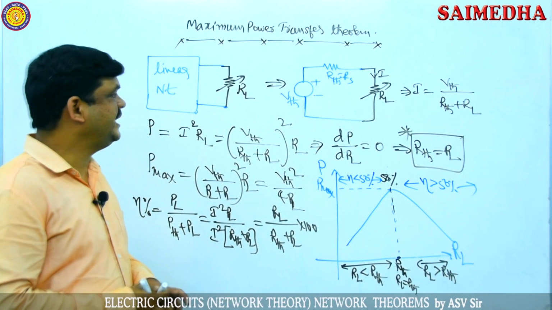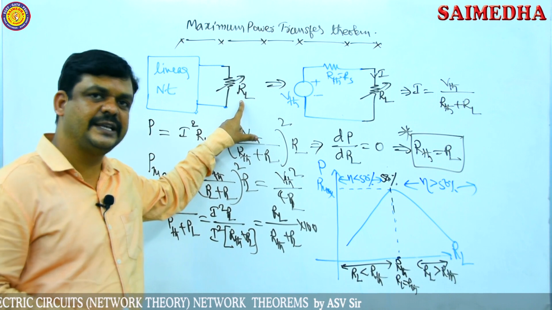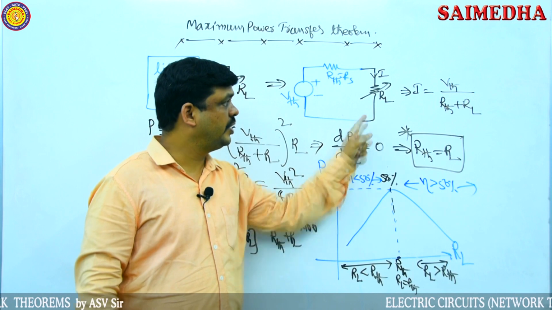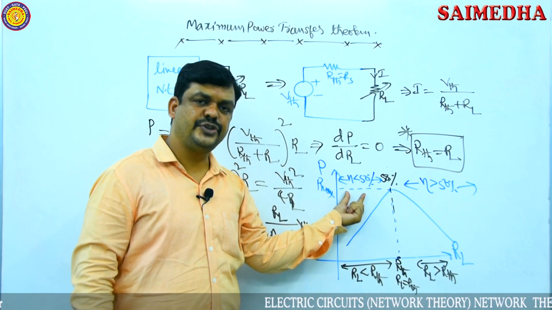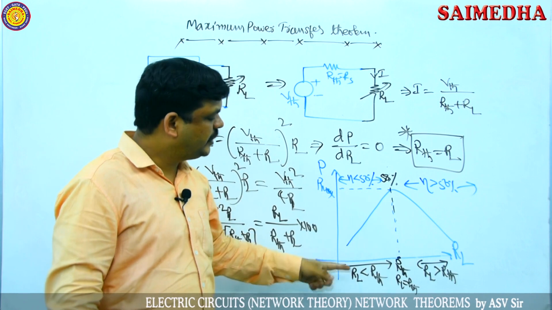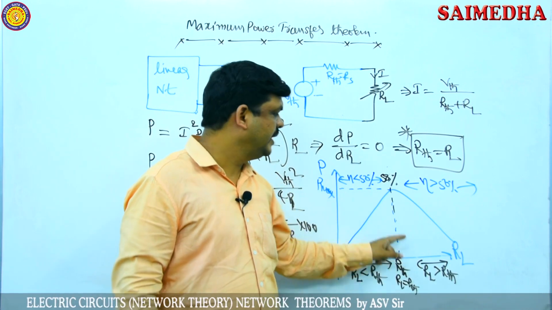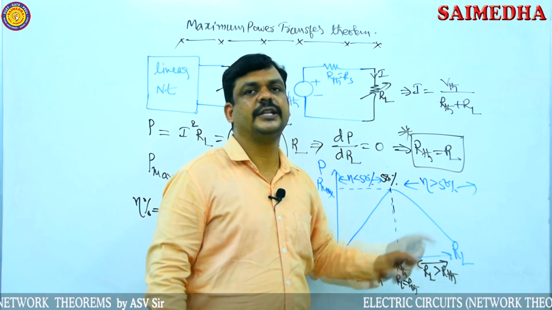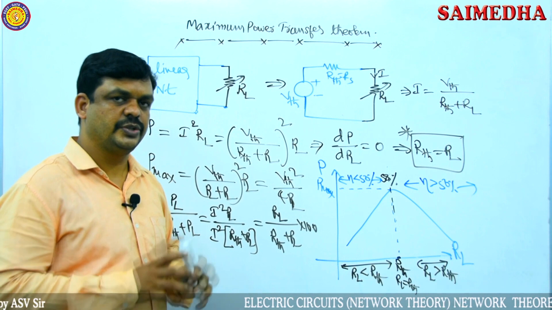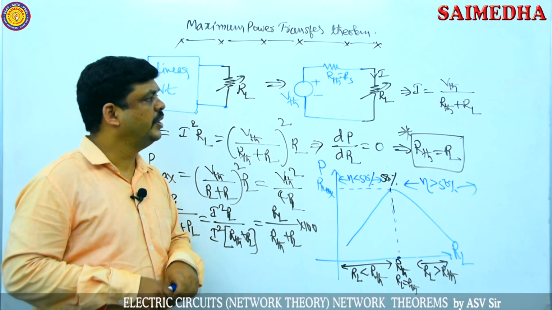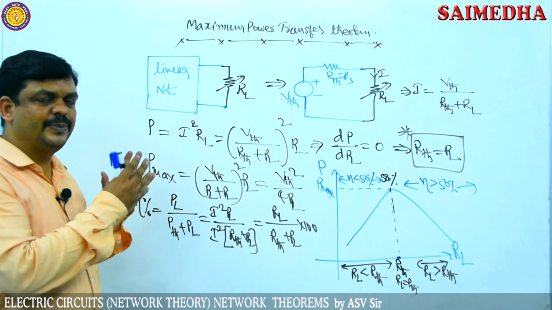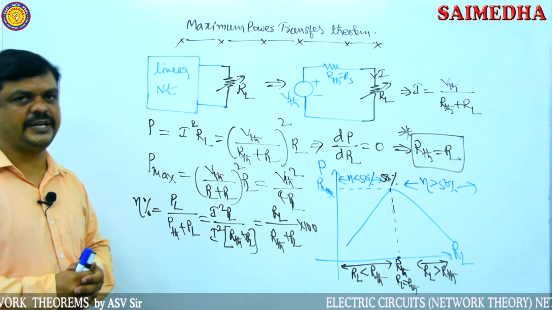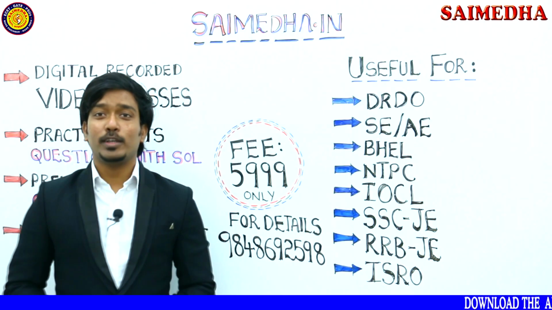See, the efficiency of the circuit changes with respect to the load resistor RL. If the load resistor RL value is less than RThevenin, efficiency is less than 50%. If the load resistance is exactly equal to RThevenin, then the efficiency is 50%. If the load resistance is greater than RThevenin, then the efficiency is greater than 50%. So these points are also important. Now just note all this. Later I will explain the important points and the statement of the maximum power transfer theorem.